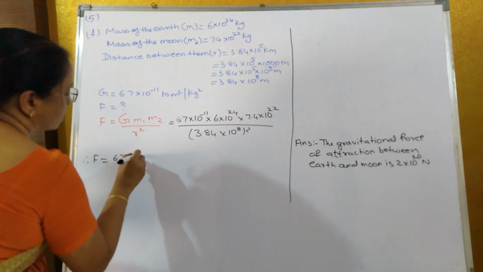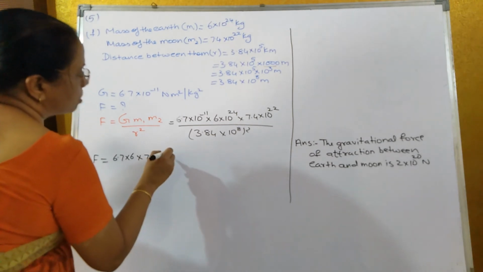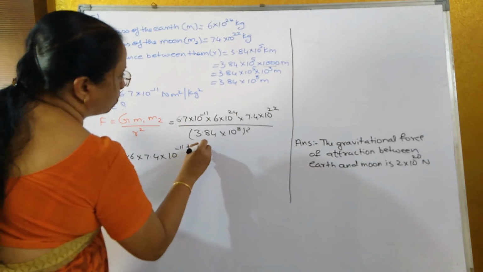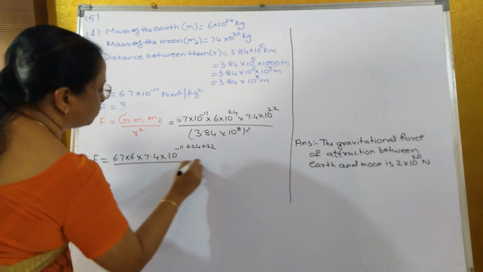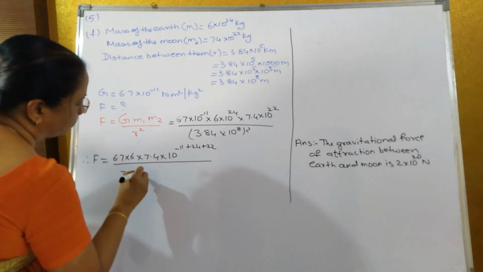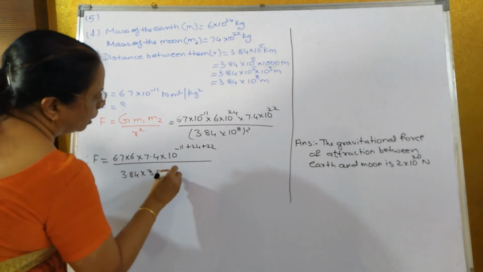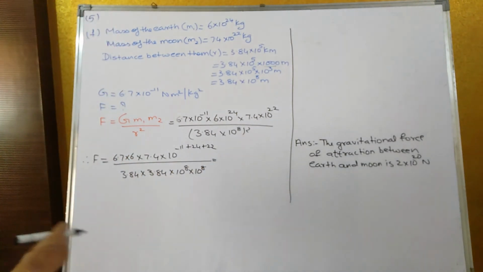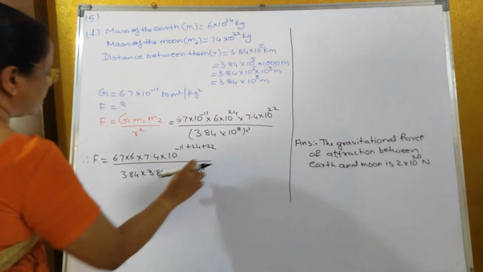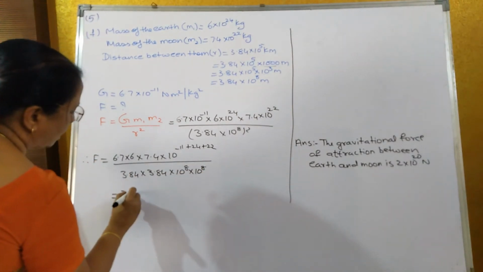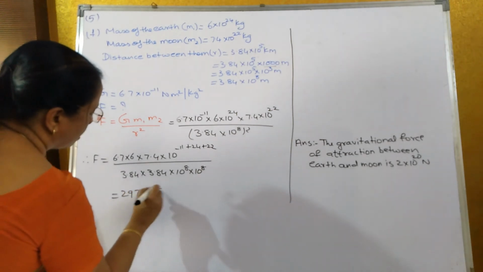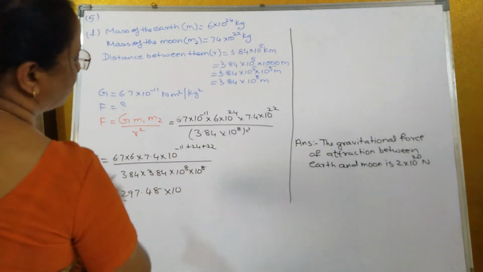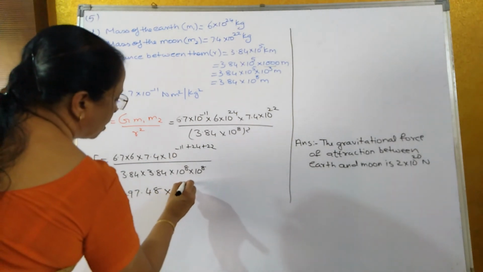6.7 into 6 into 7.4, take all the tens power together, into 10 to the power of minus 11 plus 24 plus 22, upon 3.84 into 3.84 into 10 to the power of 8 into 10 to the power of 8. When you multiply this, you will get 297.48 into 10 to the power of 22 minus 11 plus 24. 22 minus 11 is 11, 11 plus 24 is 35. So 10 to the power of 35.